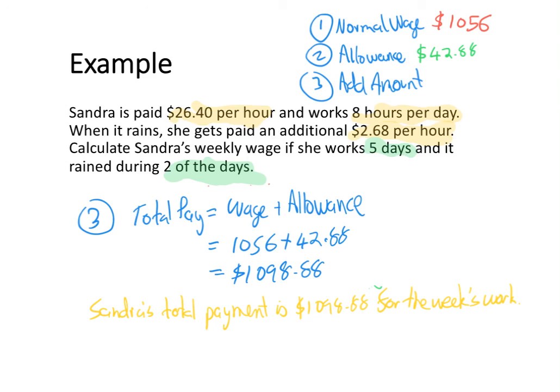So we'll answer the question with words because it is a worded question. Sandra's total payment is $1,098.88 for the week's work. So that's an example of how we can calculate how much someone gets paid that includes an allowance.